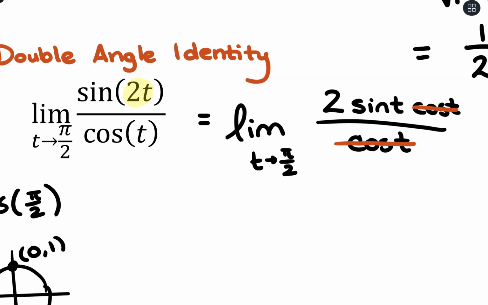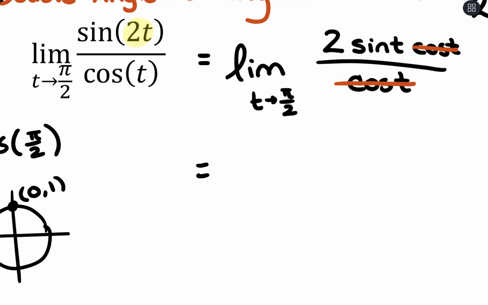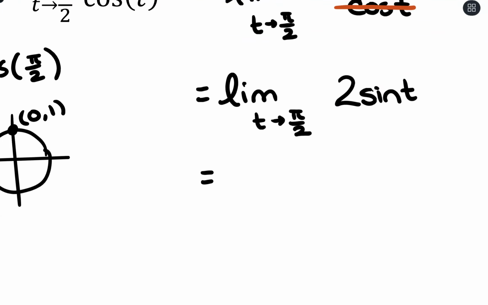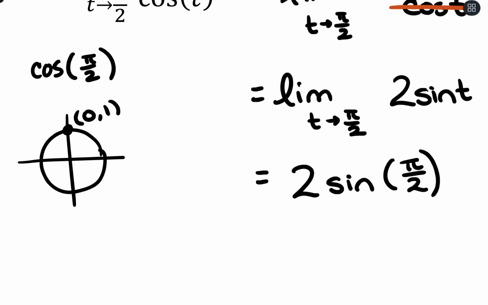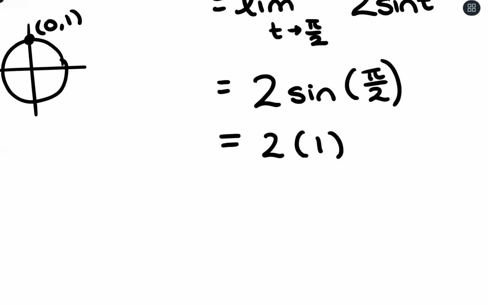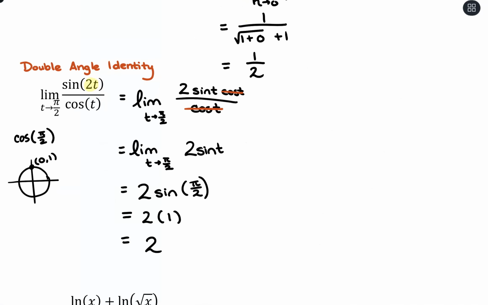Now we can cancel out the cosines so that this is the same thing as evaluating the limit as t approaches pi over 2 of 2 times sine t. And what we can do is just go ahead and evaluate 2 times sine of pi over 2. And sine of pi over 2 is our positive 1, so we're getting 2 times 1, which is 2. All right, so we may need to bring our trig identities into it and just look them up so that we can make our substitution.